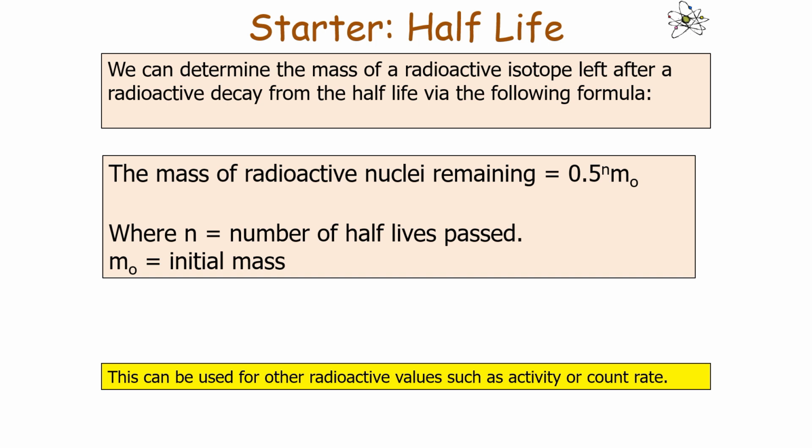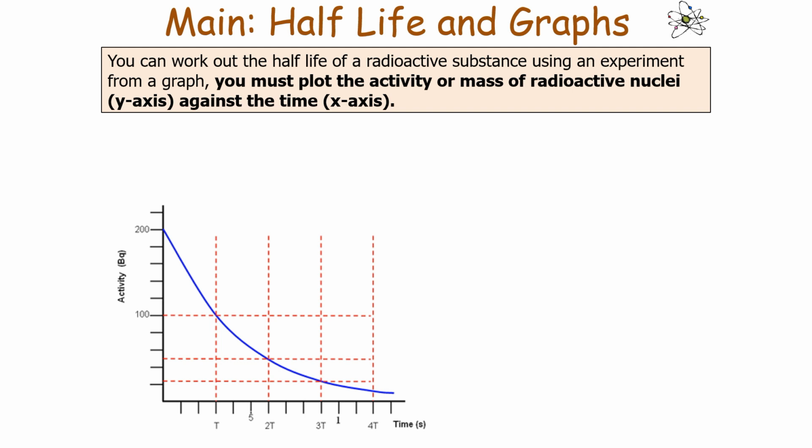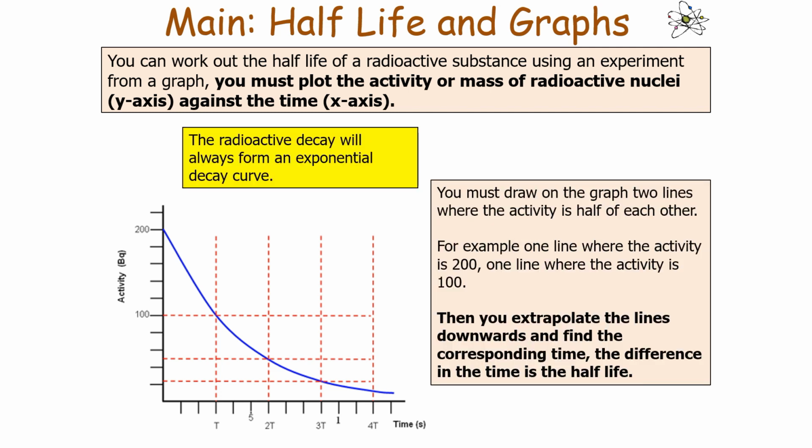Now, as well as working out values with this mathematical equation, you can also work out the half-life of a radioactive substance using an experiment and forming a graph where you plot the activity, or the mass of radioactive nuclei, on the y-axis and the time on the x-axis. Because this is an exponential process, because the chance of decay is constant throughout, this will always form an exponential decay curve. On these decay curves you draw on the graph two lines where the activity, or the count rate, or the radioactive mass is half of the other.